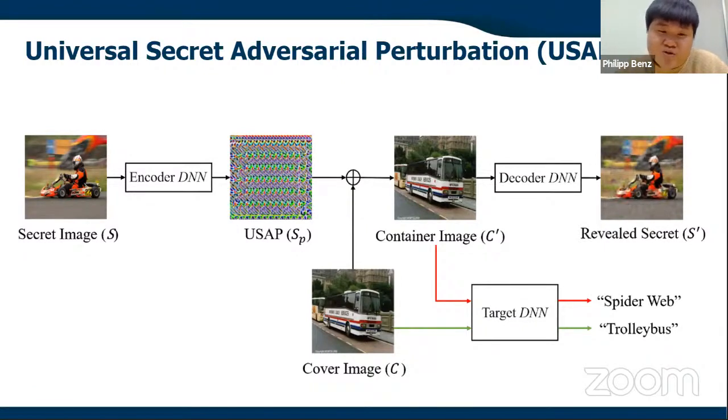Since this whole thing is universal, when we test it, we put this USAP onto most images on ImageNet. We found that around 80%, if I remember correctly, of the time, on all the images, the target DNN will say it is a spider web instead of the original ground truth label. And when you put the image into the decoder, you can always get the secret image back out of it. That's why we call this universal secret adversarial perturbation. Basically, it has a secret, and at the same time, it achieves the goal of an adversarial attack.